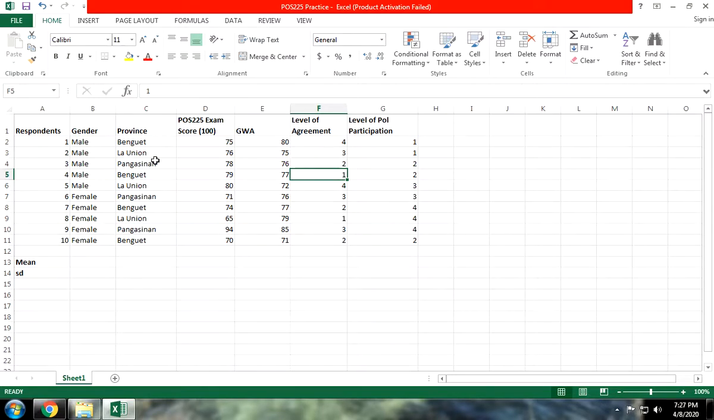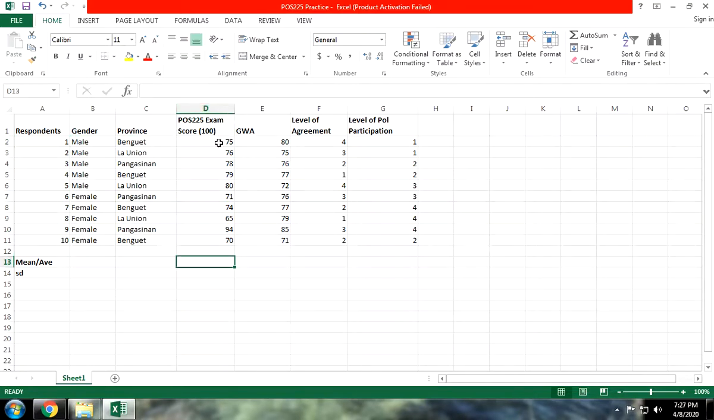Now when it comes to descriptive research, what we commonly look for is the mean, or the average. We do not look for the average or mean for gender and province, because they are categorical, nominal, so we cannot get the mean of these two. What we can do is look for the frequency: how many are from Benguet, how many are from La Union. Then we proceed to the next variables.